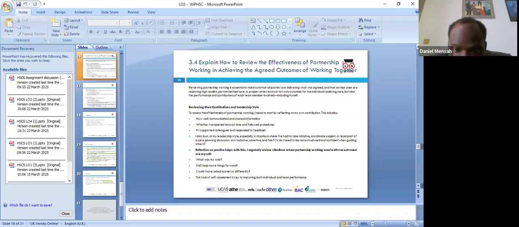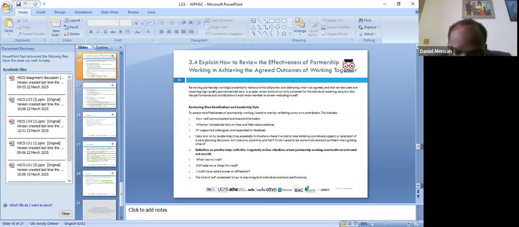Reviewing own contributions and leadership style. We have to assess the effectiveness of partnership working. I need to start by reflecting on my contribution. This includes how well I communicate and share information, whether I complete tasks on time or follow procedures, and whether I support colleagues and respond to feedback. I also look at my leadership style, especially in situations where I've had to take initiative, coordinate support, or lead. Am I inclusive, assertive, or fair? Do I need to be more structured and confident when giving orders?